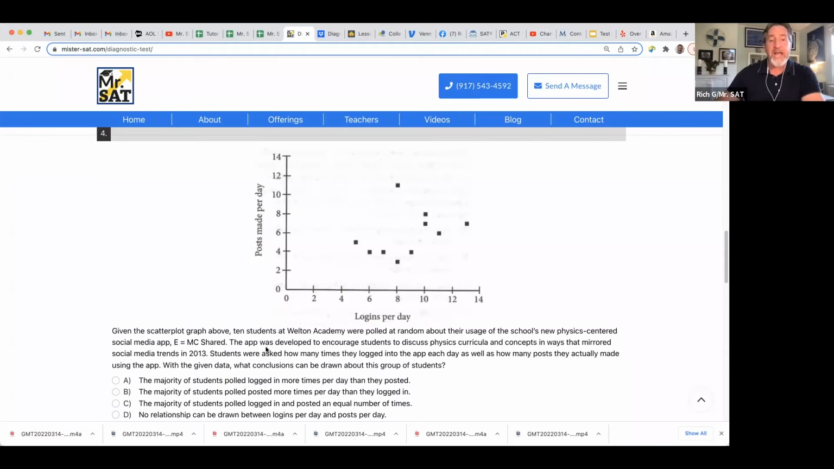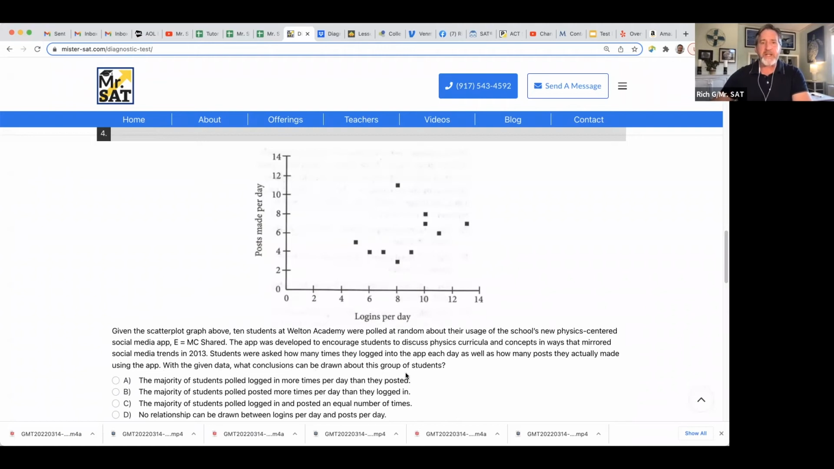What more does it say? Students were asked how many times they logged in. Now that seems pertinent. Students were asked how many times they logged in to the app each day, as well as how many posts they actually made using the app. With the given data, what conclusions can be drawn about this group of students? Well, the best thing to do is let's just go answer by answer and see what holds true. A says, the majority of students polled logged in more times per day than they posted.